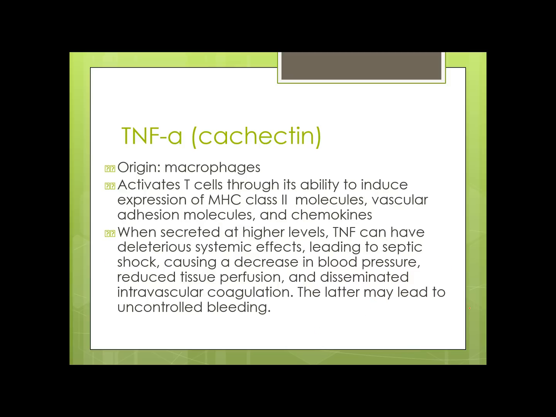Then we have your tumor necrosis factor alpha, also known as cachectin. Cachectin is produced by macrophages. It activates T cells through its ability to induce expression of MHC class 2 molecules, vascular adhesion molecules, and chemokines. Now, when secreted at higher levels, TNF can have deleterious systemic effects, leading to septic shock, causing a decrease in blood pressure or hypotension, reduced tissue perfusion, and disseminated intravascular coagulation. The latter may lead to uncontrolled bleeding.